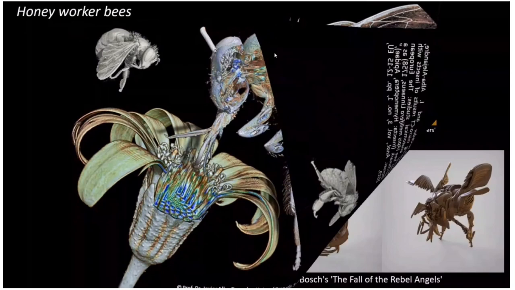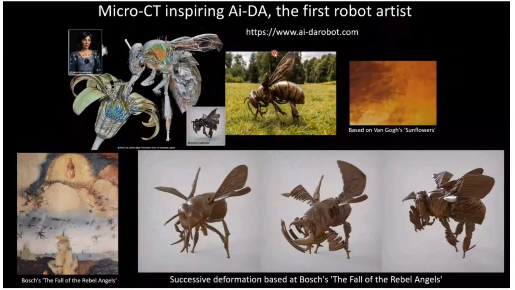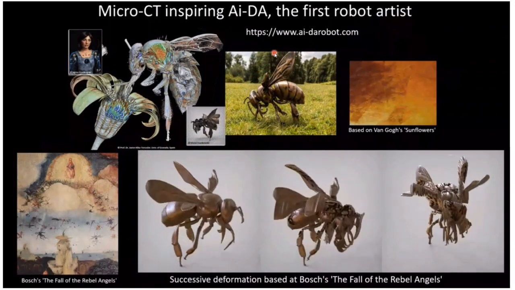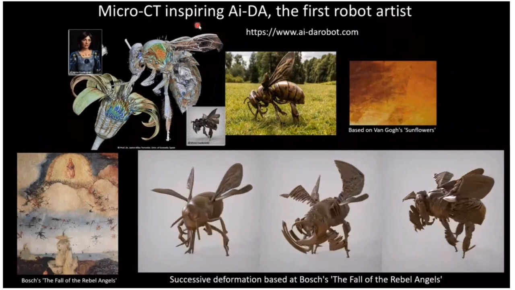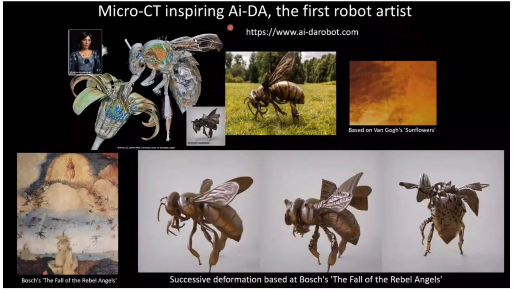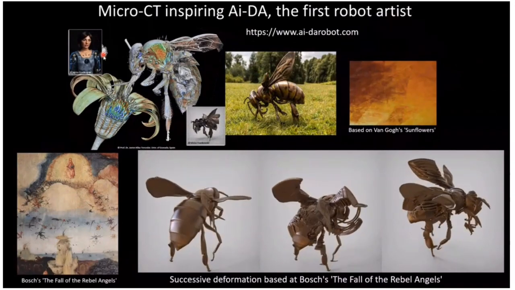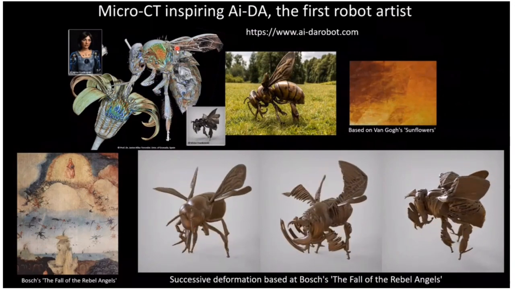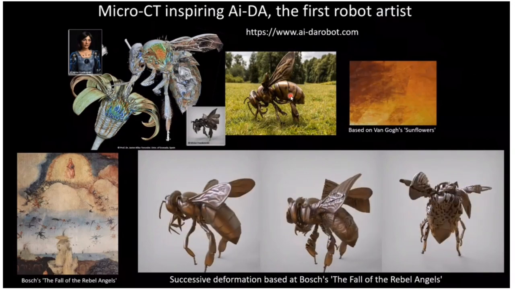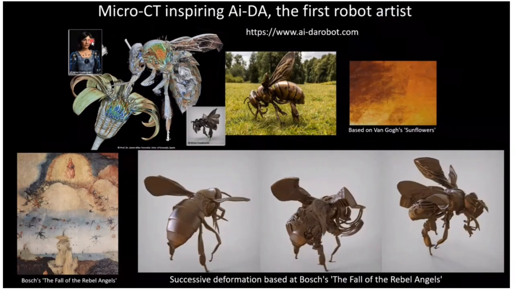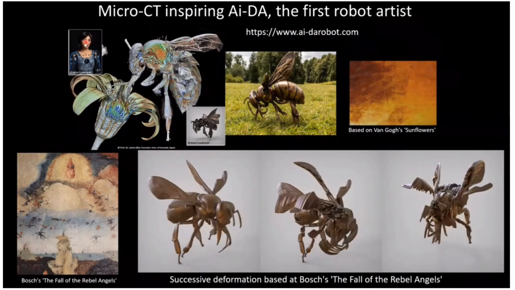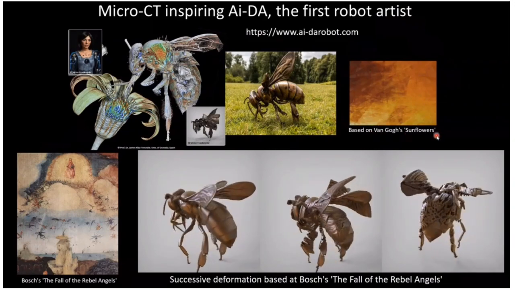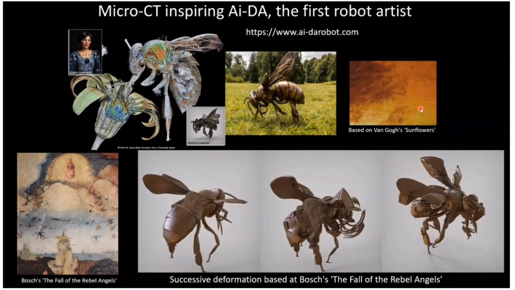But it's amazing. Two years ago, some people from Oxford requested my collaboration because they had developed a robot. The name is Ada, and this is the first artist robot. So they wanted to have a cross-sectional image of this honeybee. They printed it in bronze, and they showed it to the robot. So the robot, Ai-Da, did different drawings. This is her interpretation of the Van Gogh sunflower, or the inspiration on this painter of my honeybee.